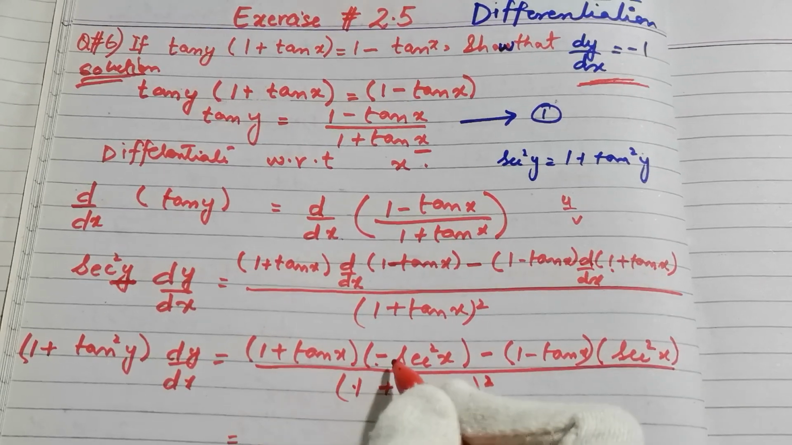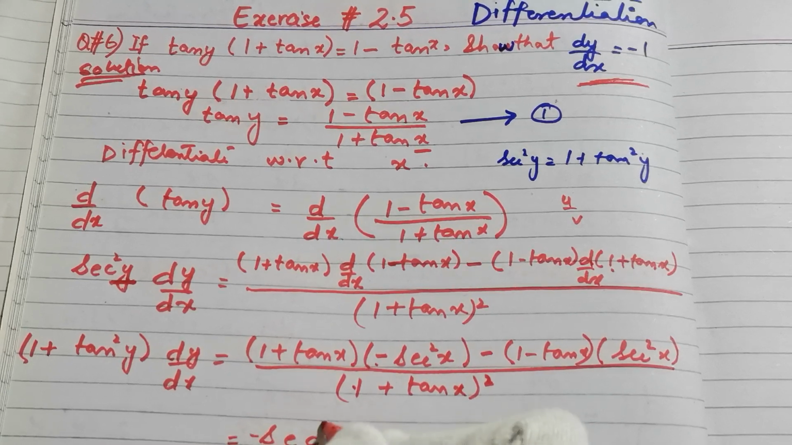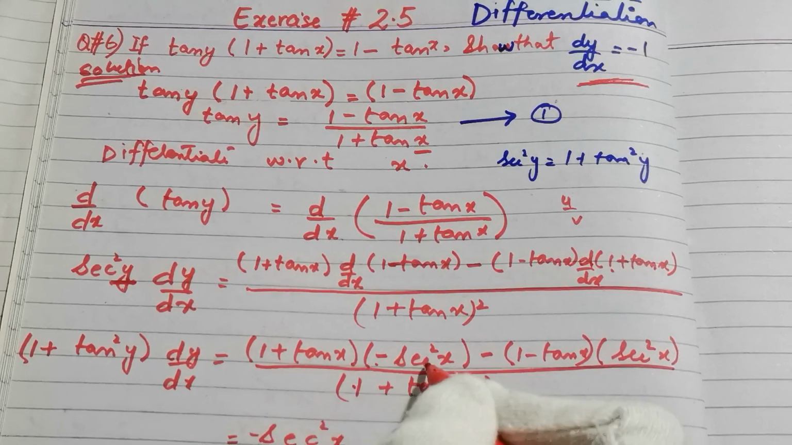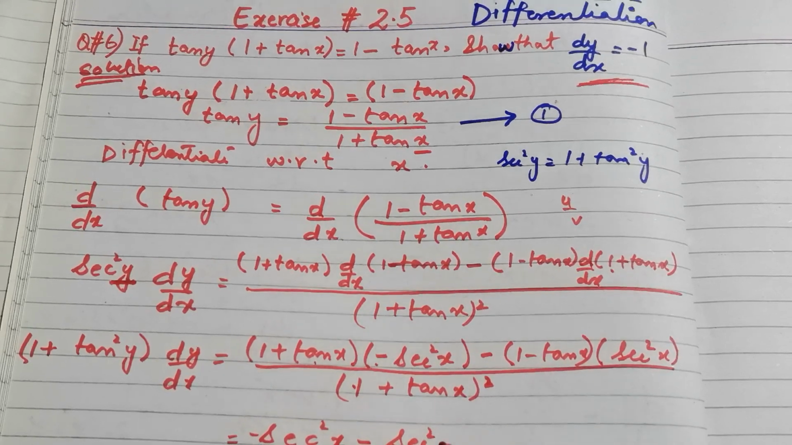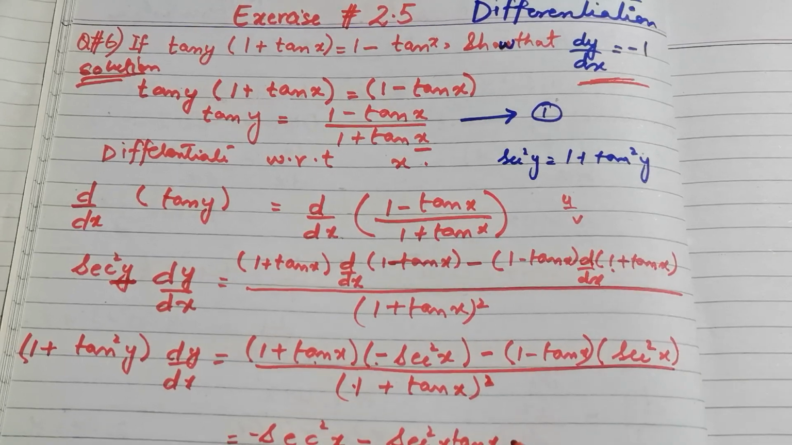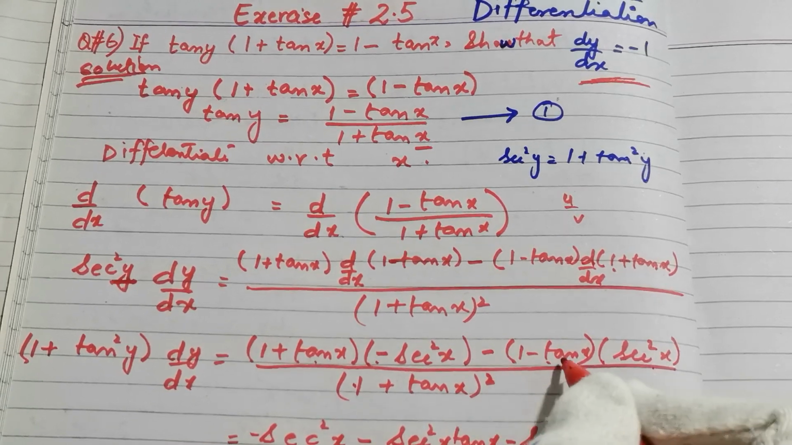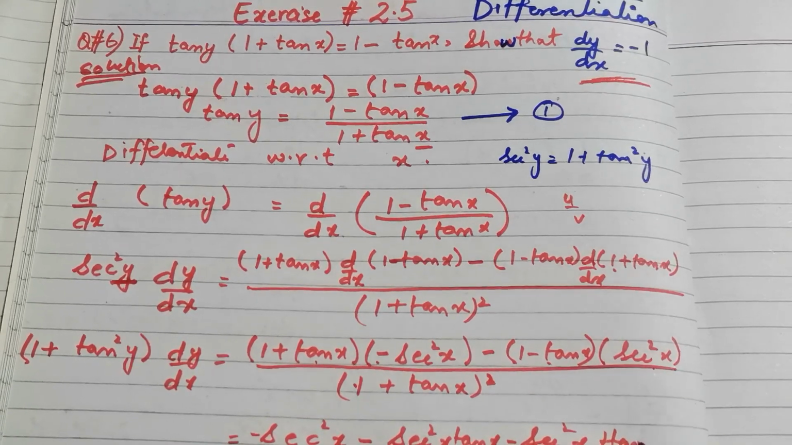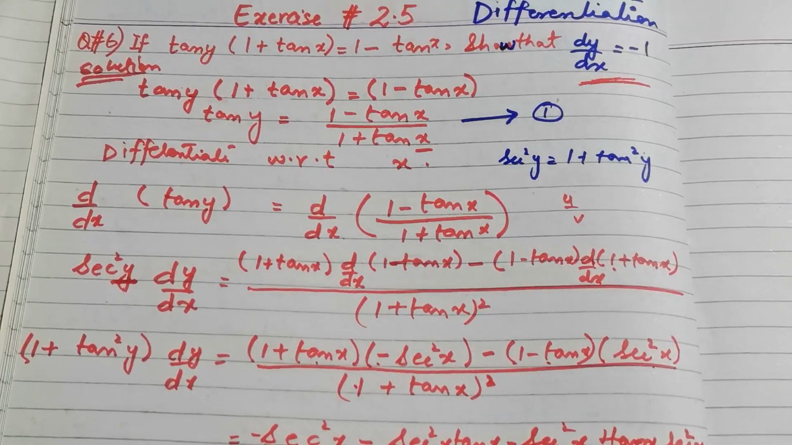Now minus secant square x into 1 minus secant square x into tan x, minus secant square x, minus secant square x tan x, plus secant square x, whole divided by 1 plus tan x.